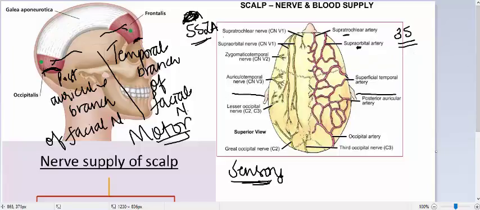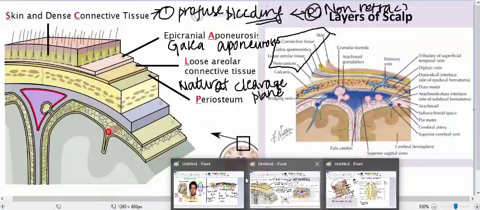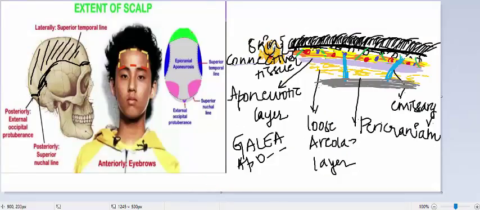Okay guys, just try to remember the arteries and nerves in a better way, because I'm not good at them. Never I'm good at them. I'm good at layers and stuff to explain. So just try to remember them.